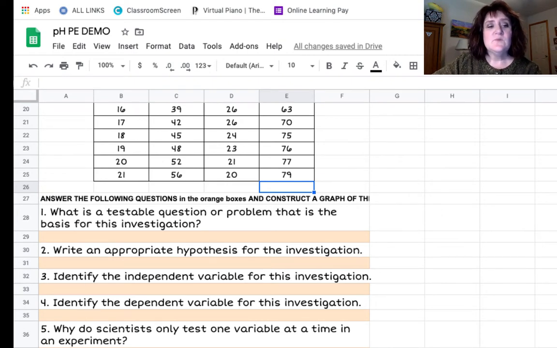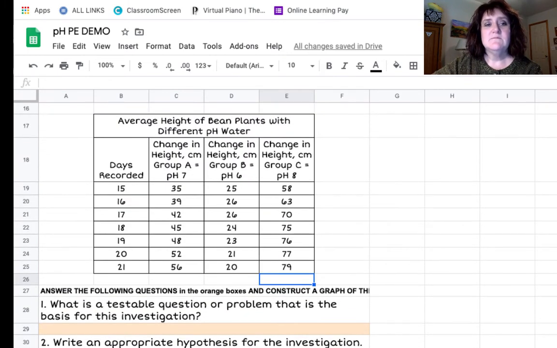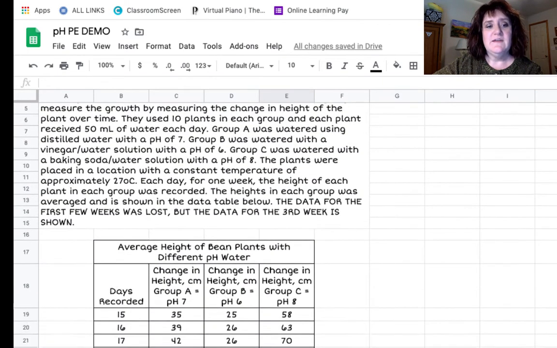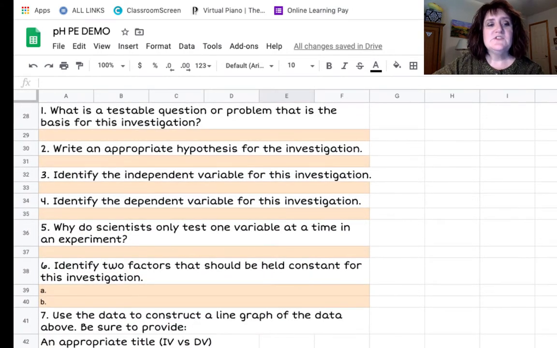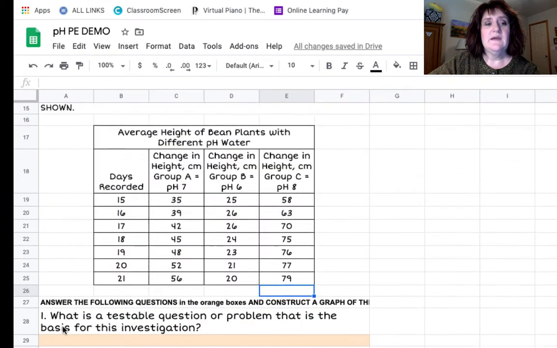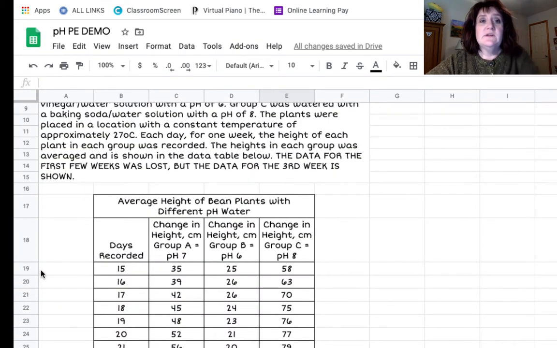Question 5 says, why do scientists only test one variable at a time in an experiment? Right? And you should be able to answer that. And then question 6, identify 2 factors that should be held constant for the investigation. And again, from the reading, you should be able to identify that. Finally, we're going to use the data to construct a graph. Okay? So here's what you're going to do.